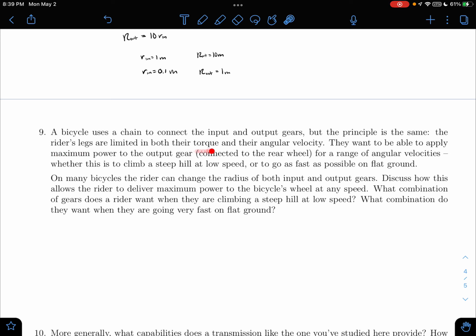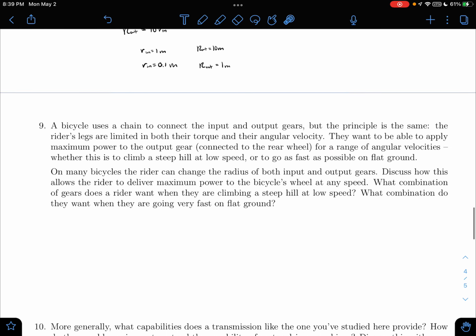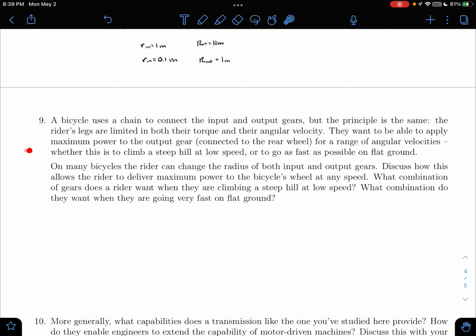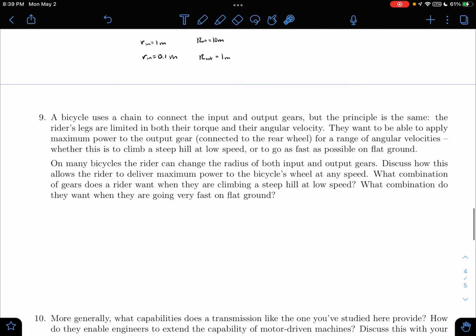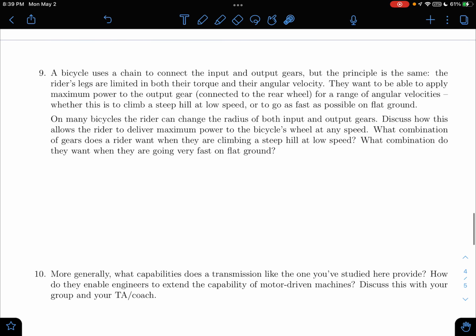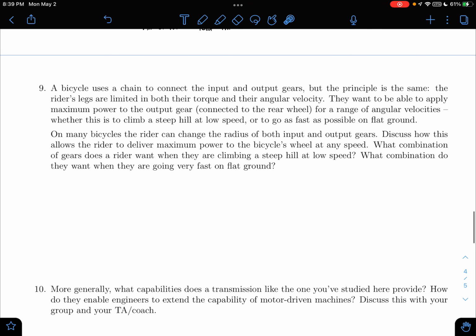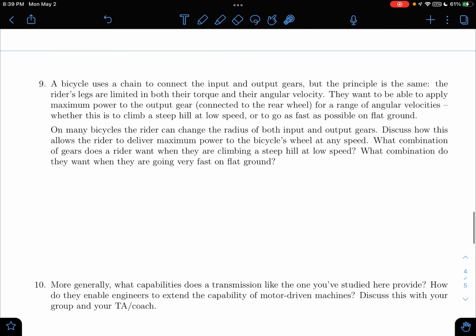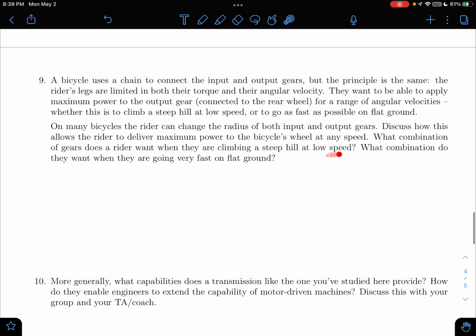And again, the legs are limited in torque and angular velocity. I can't push infinitely hard, and I can't pedal infinitely fast. So we want to apply a maximum power to our output gear. Right? So that means we're going to be at a maximum torque and a maximum angular velocity. So we get to figure out how that's going on. So we climb a steep hill at low speed, go as fast as possible on low ground. So what combination of gears would a rider want if we're climbing up a steep hill at a low speed?